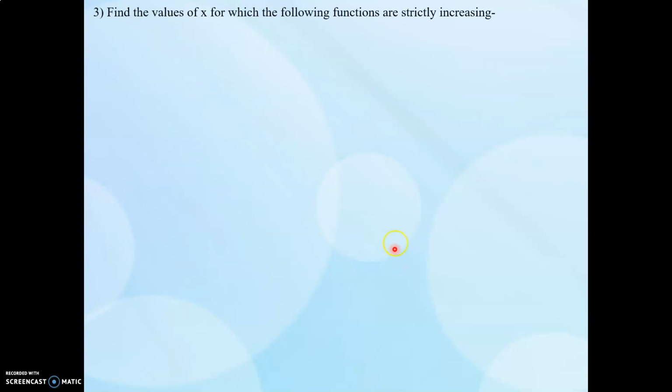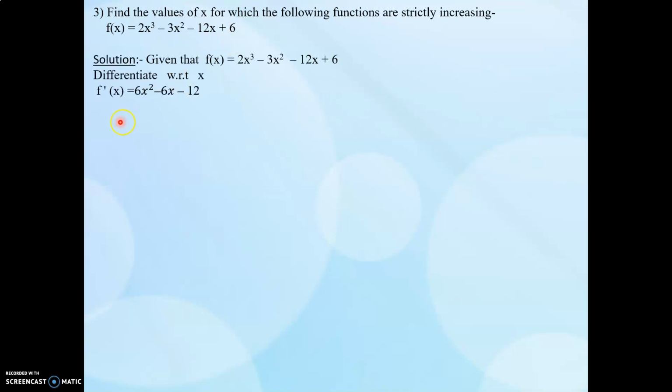Next question: find the values of x for which the following functions are strictly increasing. Either you can say it is strictly increasing or monotonically increasing. So the question is f(x) = 2x³ - 3x² - 12x + 6. So the first derivative you have to find out, differentiating with respect to x. f'(x) is equal to 6x² - 6x - 12.